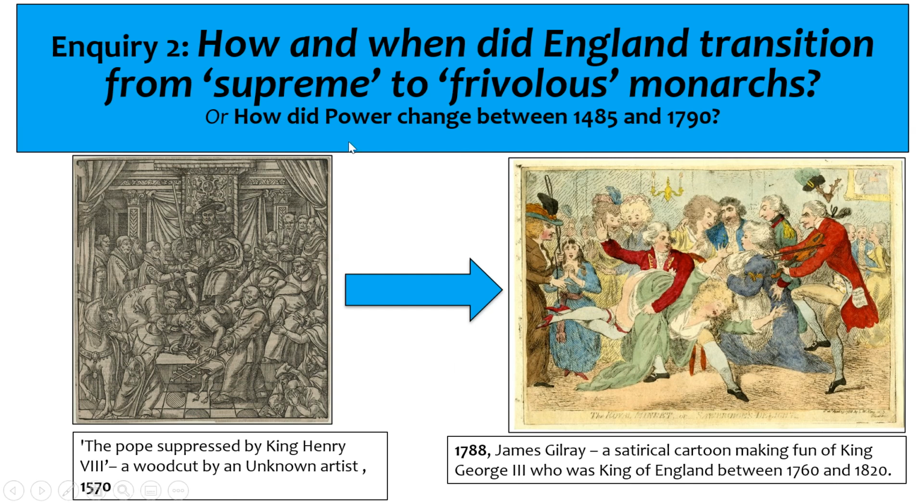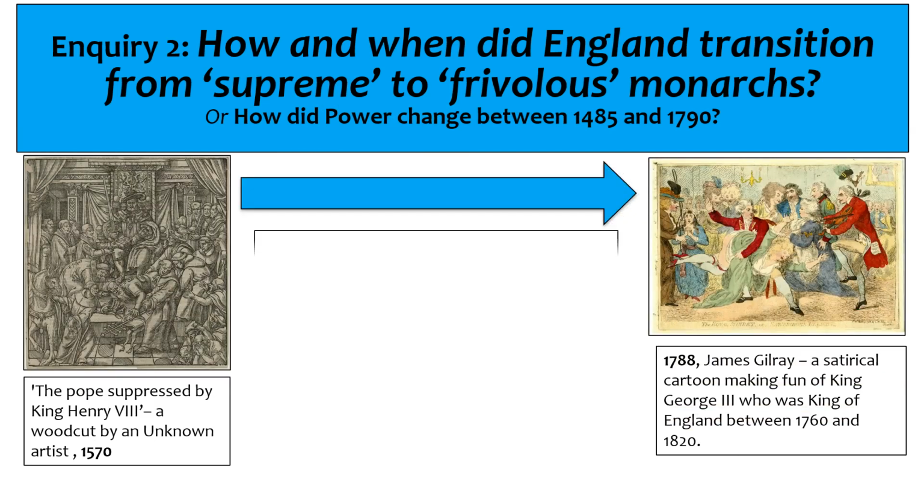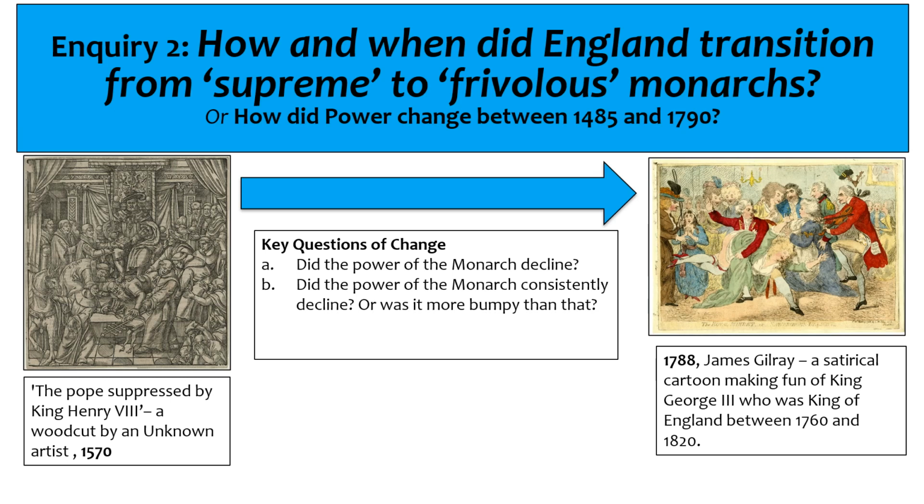We see towards the end of our section here that we move towards frivolous monarchs, so supreme to frivolous. And the question we'll be asking over the next series of assignments and weeks, this is the big question: how did that happen, and when did that happen? To do that, we're going to ask ourselves, what happened to the power of the monarch from being this supreme authority to becoming this figure of fun? Did the power of the monarch decline? Well, yes, it did. But did it consistently decline? Was it a bumpy decline? Did it go up and down? And how would we measure this process?